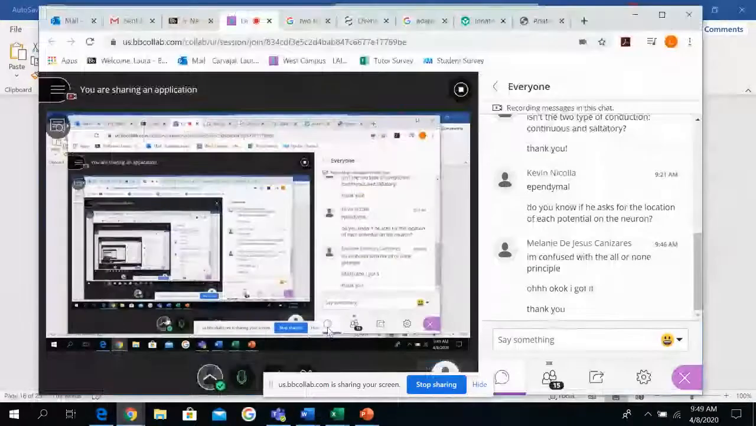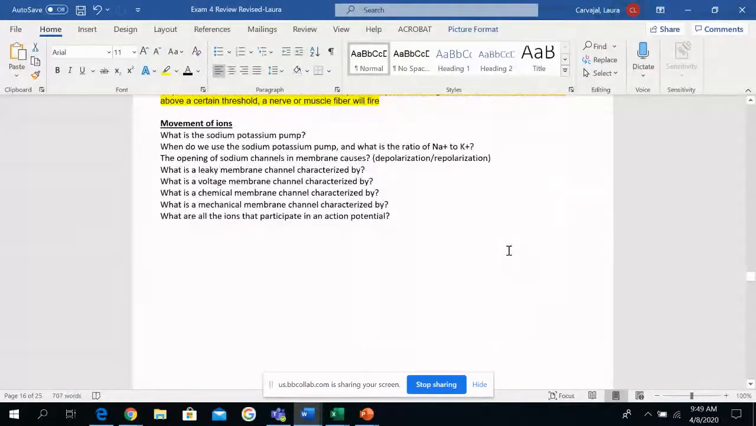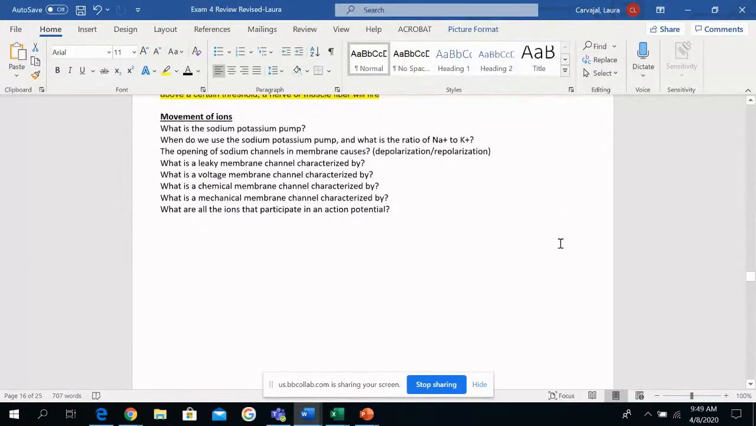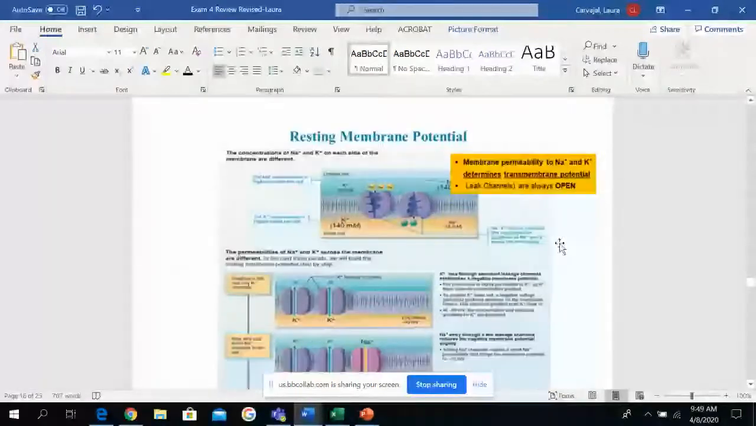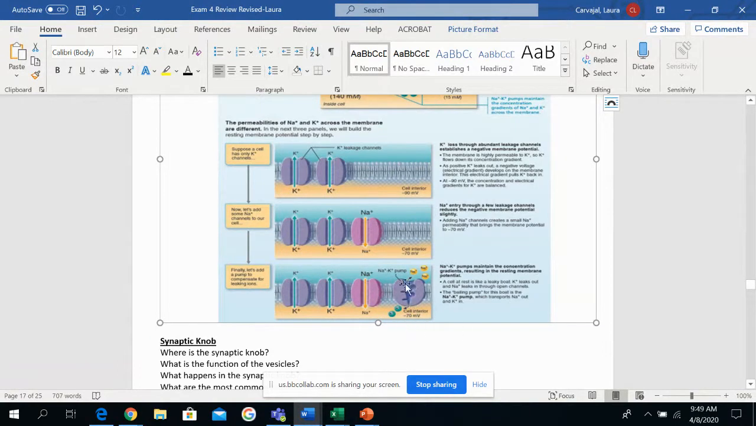Okay, so what is the sodium potassium pump? When do we use the sodium potassium pump? And what is the ratio of sodium to potassium? The sodium potassium pump is a pump that we use to control the levels of sodium and potassium inside the cell. The ratio is 3 sodium for every 2 potassium. I'm sorry that this figure isn't as clear as I would have liked, but it's this one right here. You need ATP or energy to make it work.